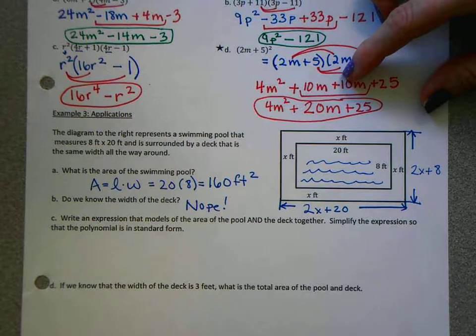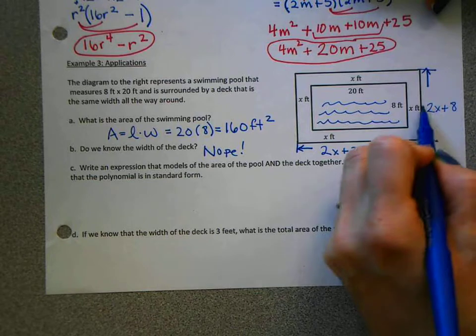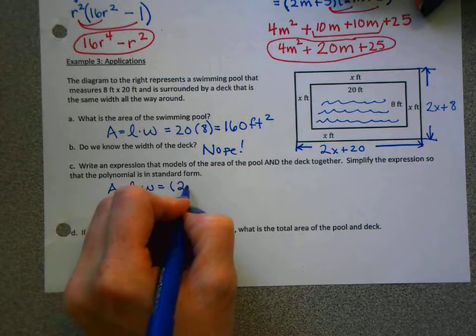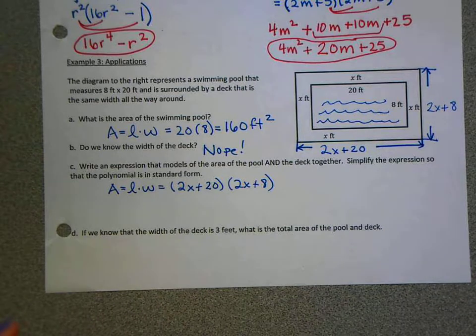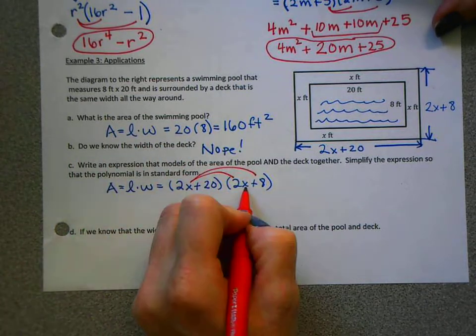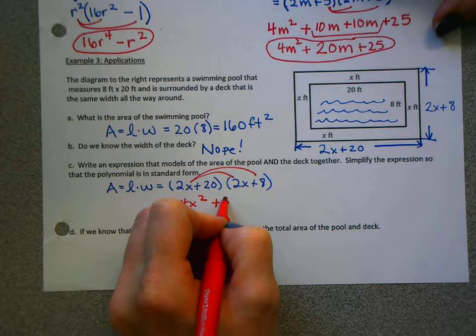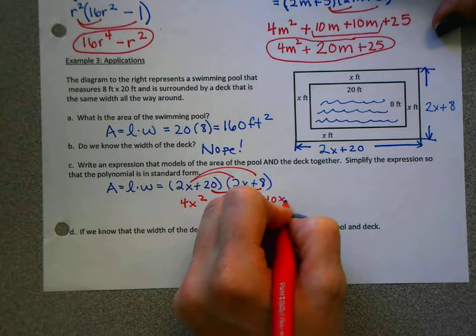So now, when I go to represent my area, I want to multiply this length expression by this width expression. Again, it's still length times width, but it's 2X plus 20 times 2X plus 8. Since I don't know what X is, I'm just going to have to write it like that. All right, we're back to doing our double distributive, or FOILing. 2X times 2X is 4X squared. 2X times 8 is 16X. 20 times 2X is 40X. And 20 times 8 is 160.